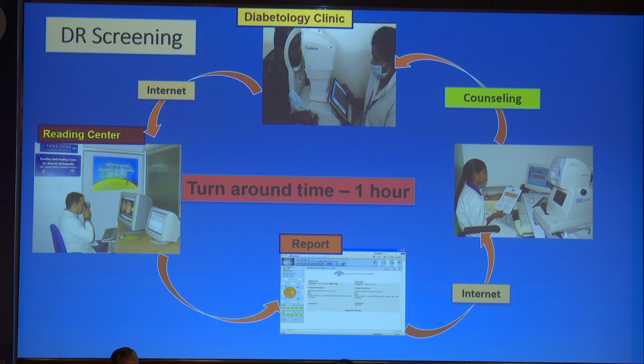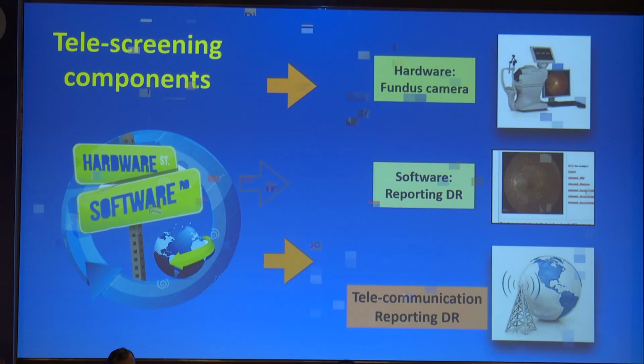It's not an AI software, but a semi-automated software where you generate a report, and then we send it back to the diabetology clinic within about an hour or two, so that if the patient has any retinopathy, then they are referred to the ophthalmologist for further management. So there are three components to tele-screening. One is the hardware, fundus cameras, the software for reporting this, which I mentioned, like a semi-automated software that we had for grading, and then the telecommunication that is a very essential part of this.